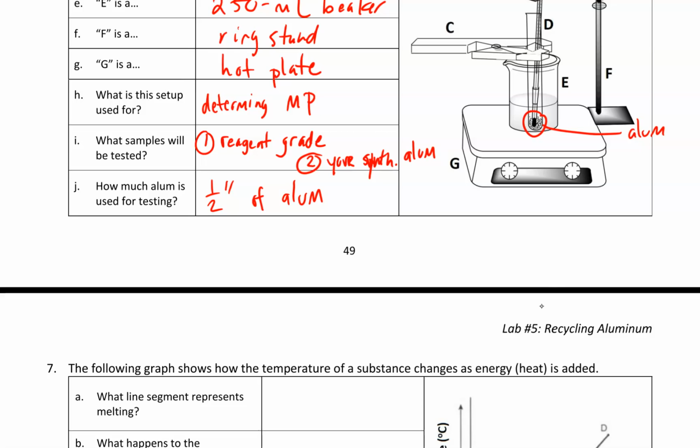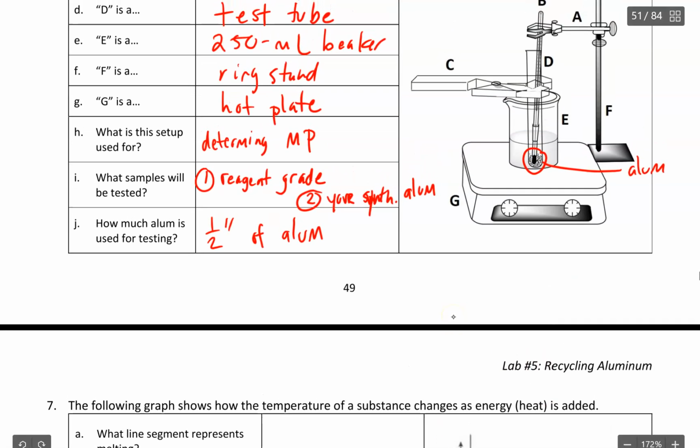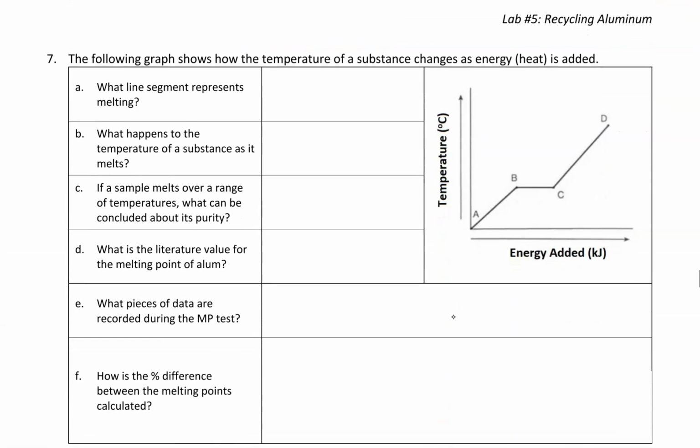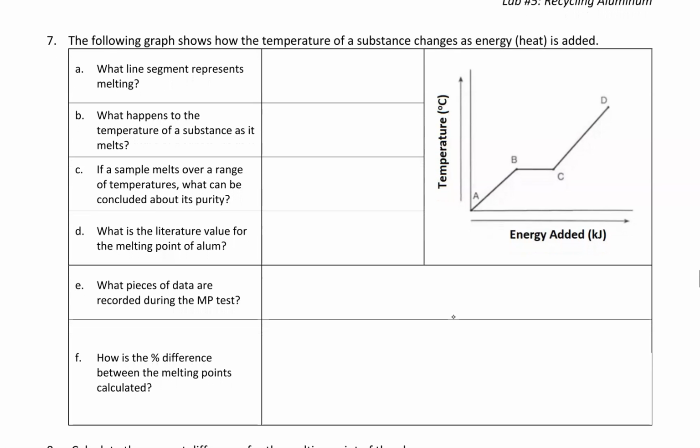The reason we're able to use melting point as a determination of the purity of the substance has to do with the fact that it is an intrinsic property, and it should remain the same for all samples of alum. So on the next page, we've got this graph. We'll talk about the calculations.